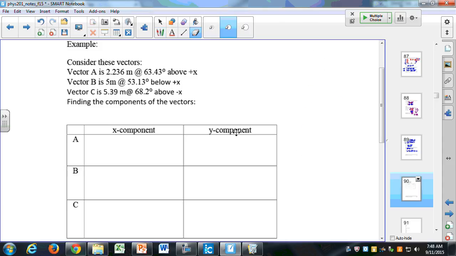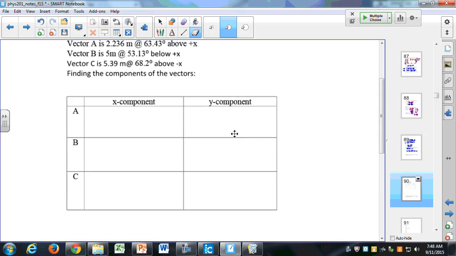So here we have these three vectors. Why don't you go ahead and find the x and y components of those vectors? Go ahead, I'll give you a little head start before I jump in. Find the x and y components. You'll find they're pretty simple numbers.